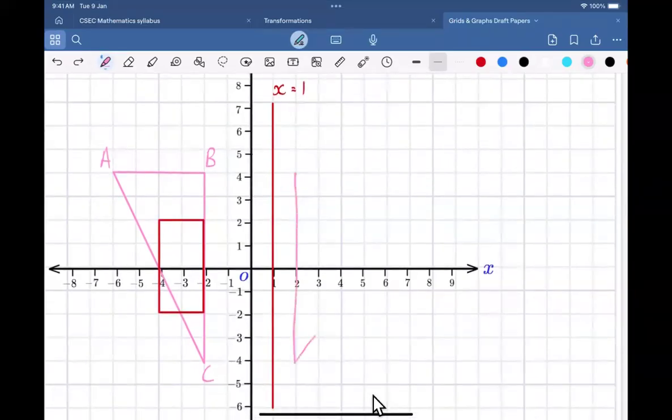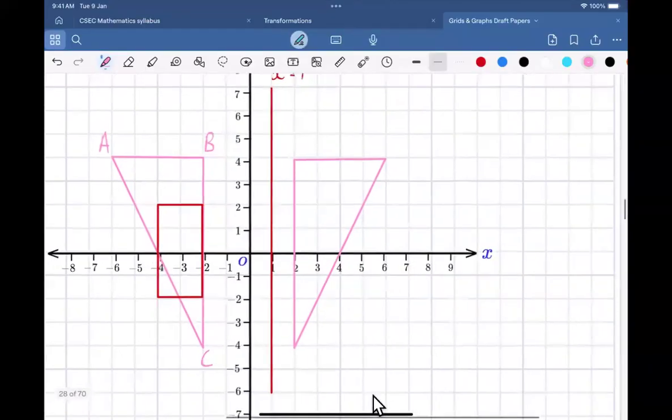Cool. Okay, this is looking correct? Now, guys, you would lose a mark. Tell me what I'm missing in that diagram. I'm missing the A prime and the B prime and the C prime.